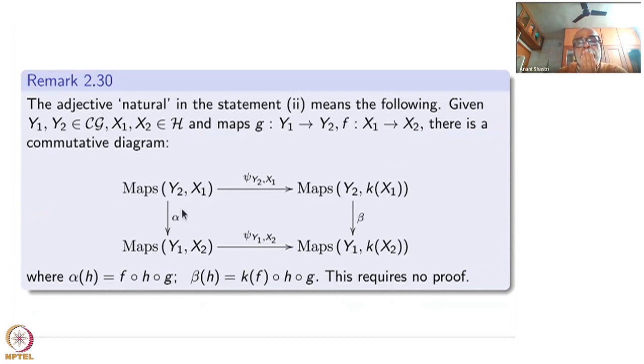Okay. Then, y2 to x1, you have your h, not alpha. All right, alpha is defined here. Alpha of h is f composite h composite g. G starts from y1, goes to y2. H from y2 to x1, and then f from x1 to x2. That is what I read. F composite h composite g. Similarly here, you see, beta of h is kf composite h composite g. So that is all you have to make.